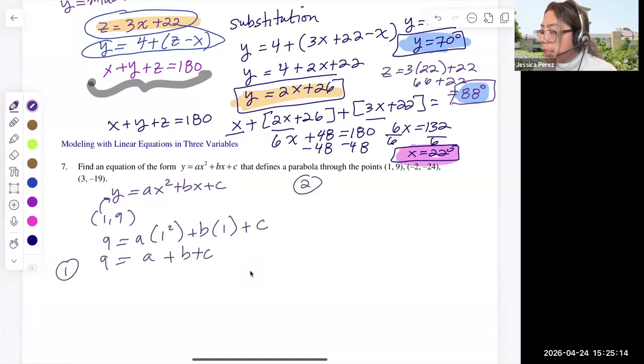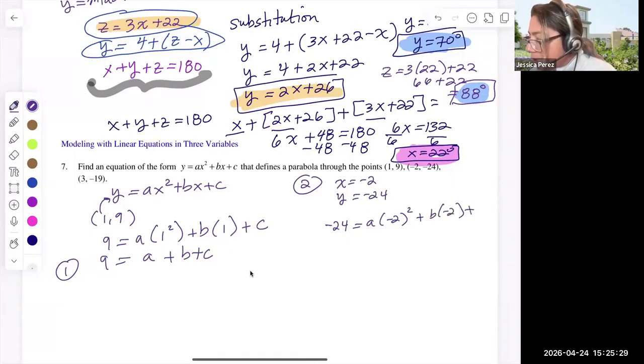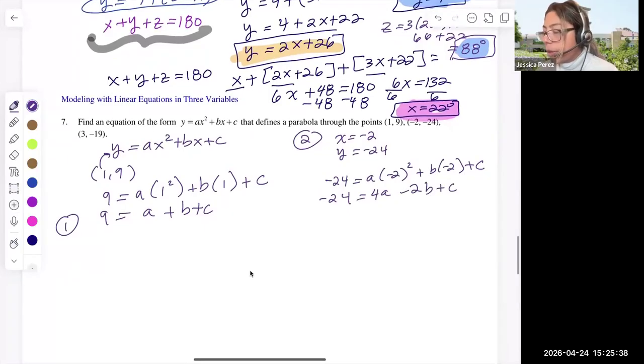My second equation has to pass through the point -2, -24. So x will be -2, y will be -24. So you have -24 is equal to a times -2 squared plus b times -2 plus c. So this is -24 equals 4a minus 2b plus c. That's my equation 2. My equation 3 is passing through the point 3 comma -19, where 3 is x and -19 is y.